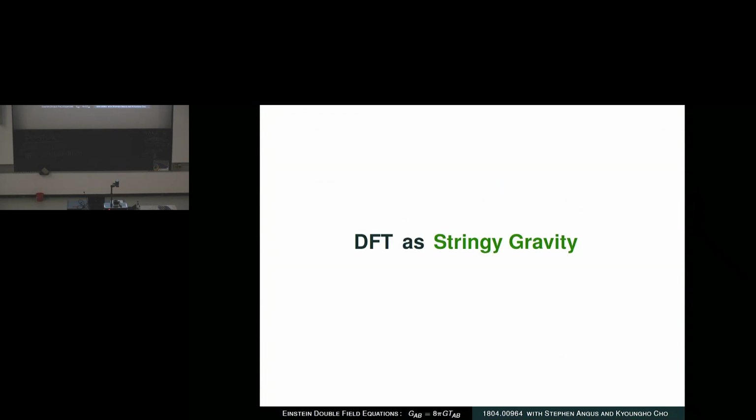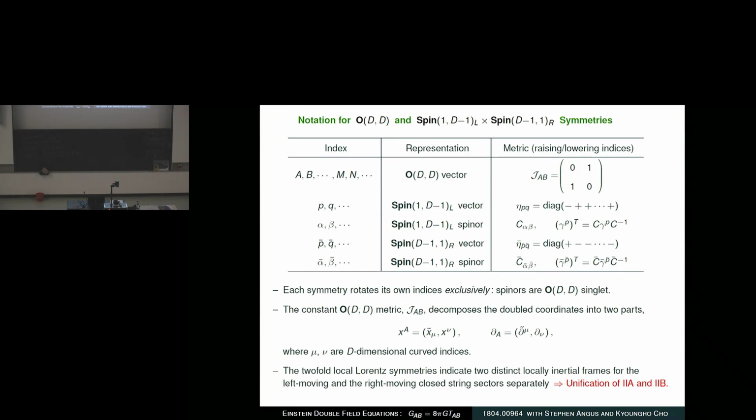So it's a bit dull, but it's crucial to set up the notation. We have three groups, O(D,D), and two-fold spin groups, Spin(1,D-1) and Spin(D-1,1). The opposite signature is a convention, but it's a very useful one. It removes many minus signs. All the capital letters will always be O(D,D) vector indices, and small letters are for the spin group indices. Unbarred are for the one spin group, and barred are for the other spin group. As usual, Romans are for the vector, Greeks are for the spinor.